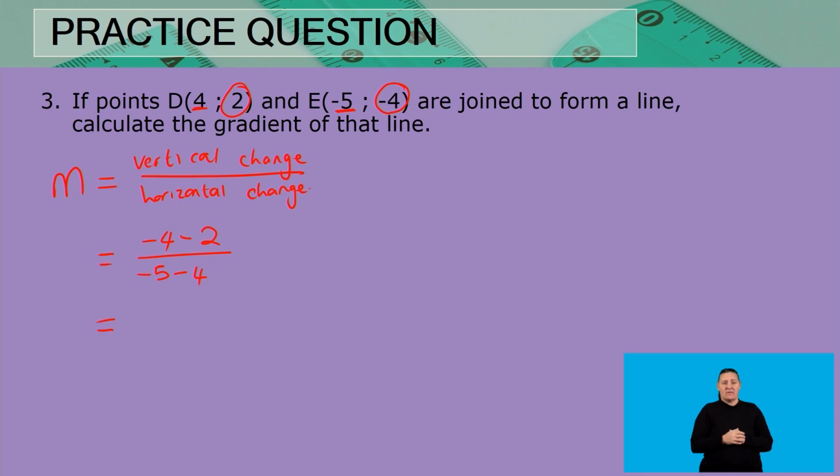So what is -4 minus 2? That is going to give us a -6. And what is -5 minus a 4? That is going to give us a -9. Now, a negative divided by a negative is a positive, but when we simplify that further, then we get a positive 2/3. And that, of course, is the gradient for those 2 points.